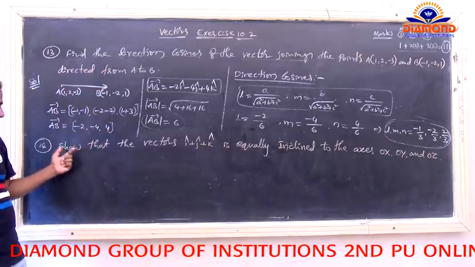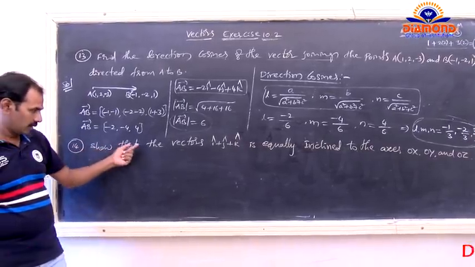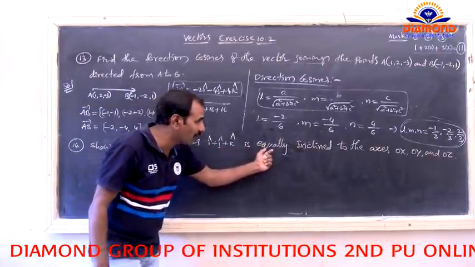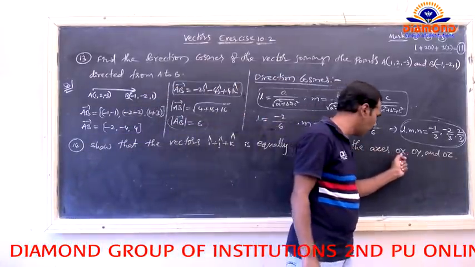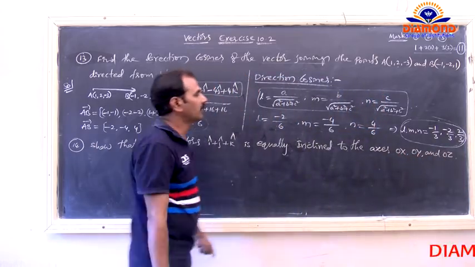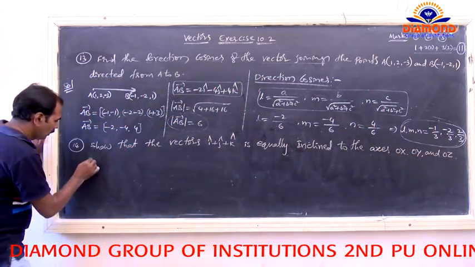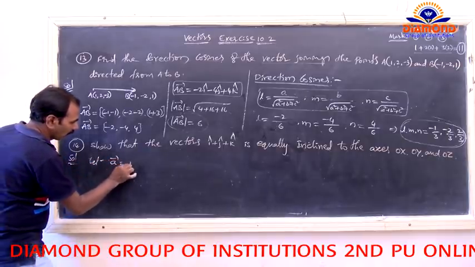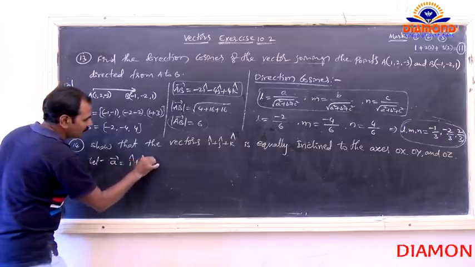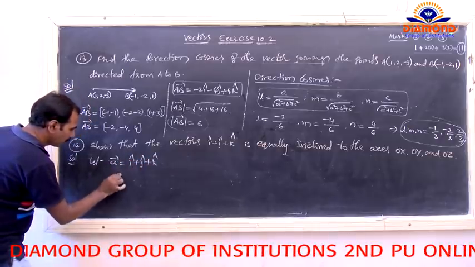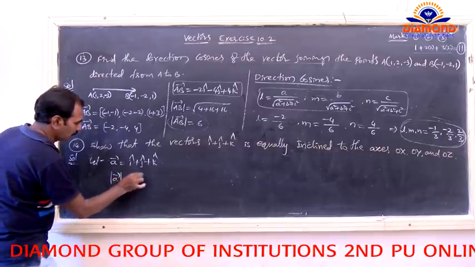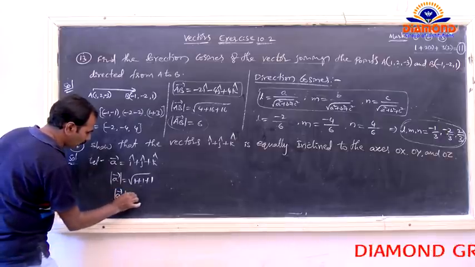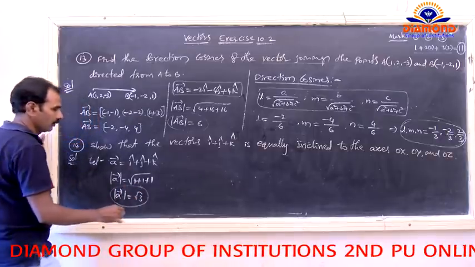Okay, next question. Show that the vector i cap plus j cap plus k cap is equally inclined to the axes OX, OY, OZ. So simple. First of all, solution: let A bar equal to i cap plus j cap plus k cap. Magnitude of A equal to square root of 1 plus 1 plus 1, so magnitude of A equal to root 3.